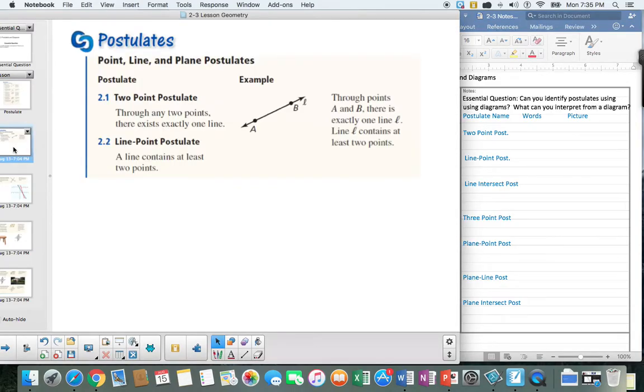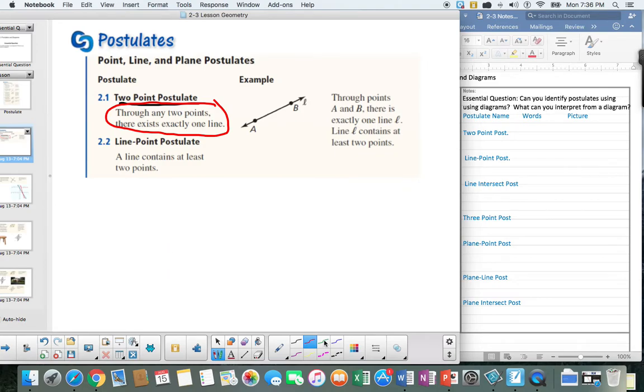Now, it doesn't matter to me the number, the 2.1 and 2.2. What does matter is that you do have the name of the postulate, and in your notes you're going to write the words that go with it, and you are going to write the picture that goes with it. Okay, so let's take a look at these 2 postulates and what they're saying.